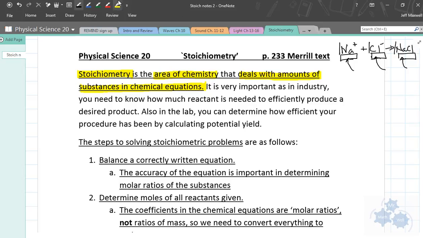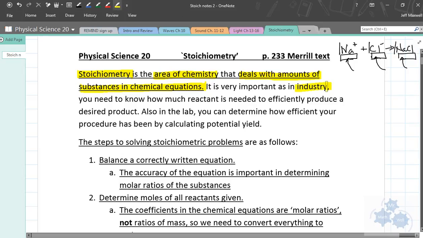It's very important in industry. If we're making a product, we need to know how much reactant is needed to not only make the product, but to efficiently make the product so there's no waste. You don't want to buy more reactant than you need. If it's really expensive, you only want to buy just what you need to make your product, so you don't spend too much money.